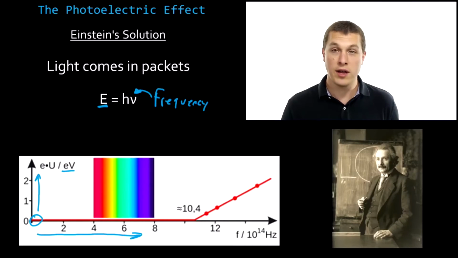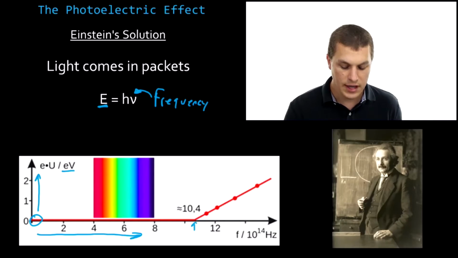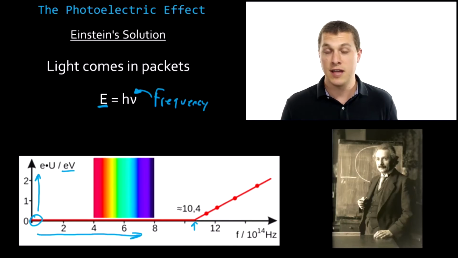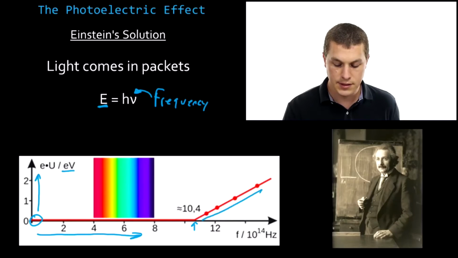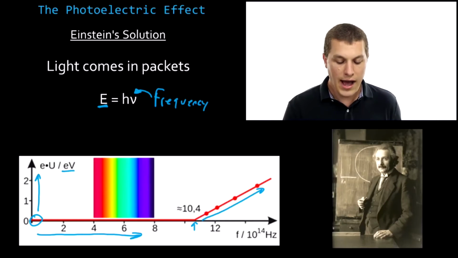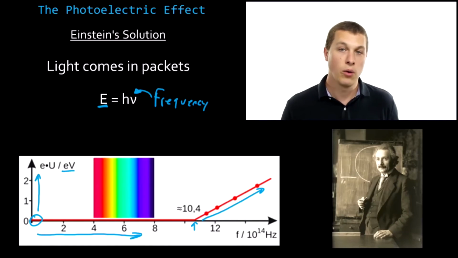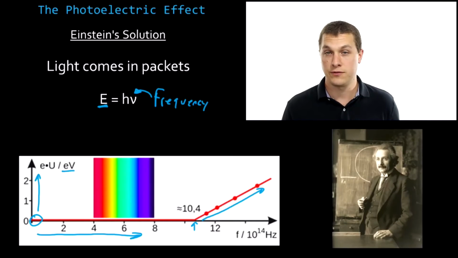It isn't until we get to some critical frequency that we start to pop off electrons. Right there, at about 10 times 10 to the 14th hertz in this case, we start to pop off electrons, and that's why this line now rises. It continues to rise as we increase frequency, just like we said in the last slide. As you increase the frequency of our light, you get higher and higher energy electrons coming off. Einstein's explanation helps make sense of that. Why? Because if the energy of these packets striking the metal is proportional to its frequency, then light with too low a frequency will never pop off an electron.